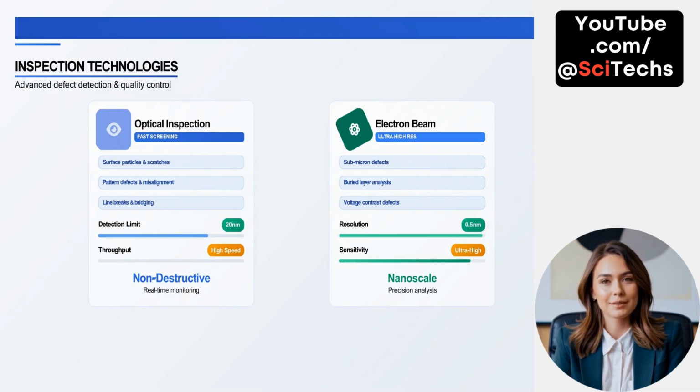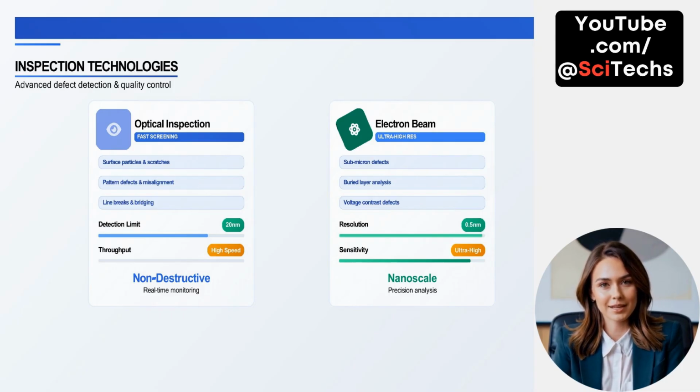Inspection technologies. Advanced inspection technologies play a critical role in defect detection and quality control throughout semiconductor manufacturing. Optical inspection is ideal for fast, non-destructive screening. It identifies surface particles and scratches, detects pattern defects and misalignments, and reveals line breaks or bridging between features. With a detection limit of 20 nanometers, optical systems offer excellent throughput, enabling real-time monitoring across large wafer areas. Their high speed makes them well-suited for inline inspection without halting production.